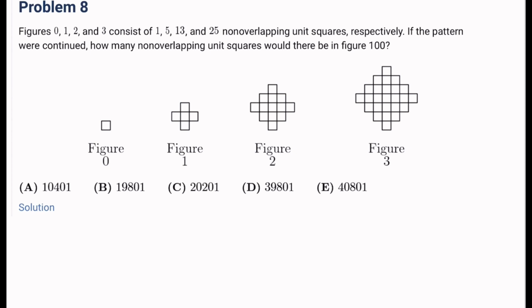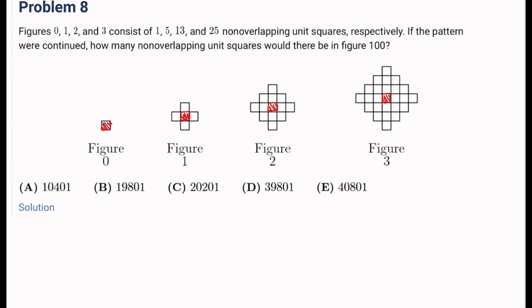Okay, so let's look at the pattern. Figure 0, we have just 1 square. Figure 1, we have 1 square plus 4 more. Figure 2, we have 1 square plus 12 more. And figure 3, we have 1 square plus 6 times 4, so we have 24 more, right?